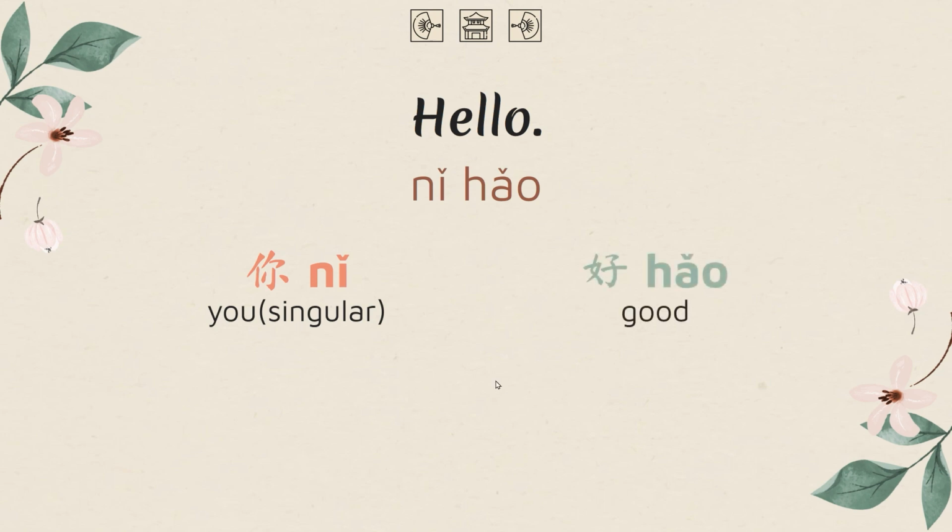And 好 means good. So a lot of you guys might know in Chinese we write with characters, but there's also a handy way of representing Mandarin Chinese sounds called pinyin, which is what you see here. And each pinyin consists of a consonant, which we call an initial, and a vowel, which we call final, which, as you can see here, N, the ni, N part is the initial, and the I part is the final.